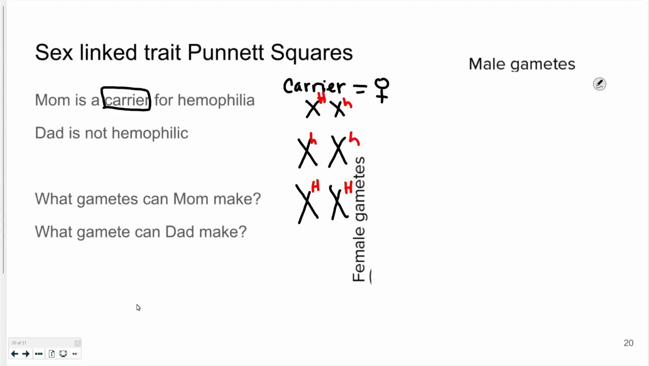So as a carrier, she's going to be heterozygous for the hemophilia trait here, because she is carrying the recessive allele, but her dominant allele is preventing the recessive allele from being expressed.